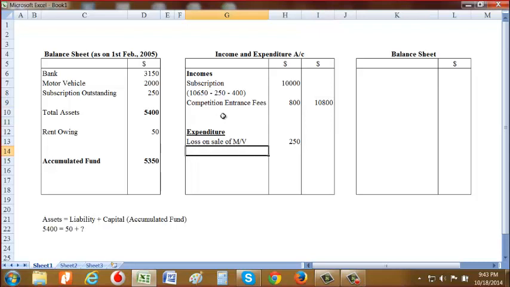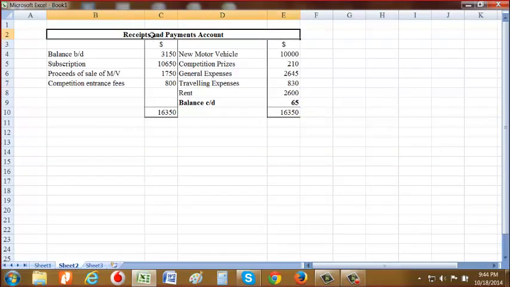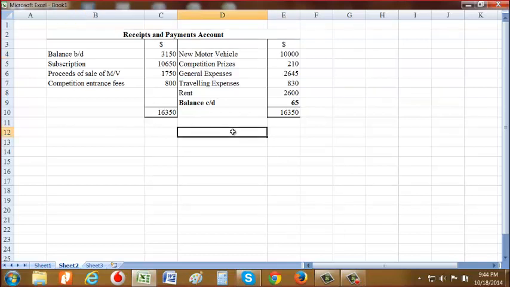Now let me take the expenditure, other expenditure. So one item I have taken: loss on sale of motor vehicle. Okay? Now, expenditure you will find from where? From the payment side. So see the receipt and payment side. What is the first item? So this is capital payment. So this is not expenditure. This we will show in the balance sheet.